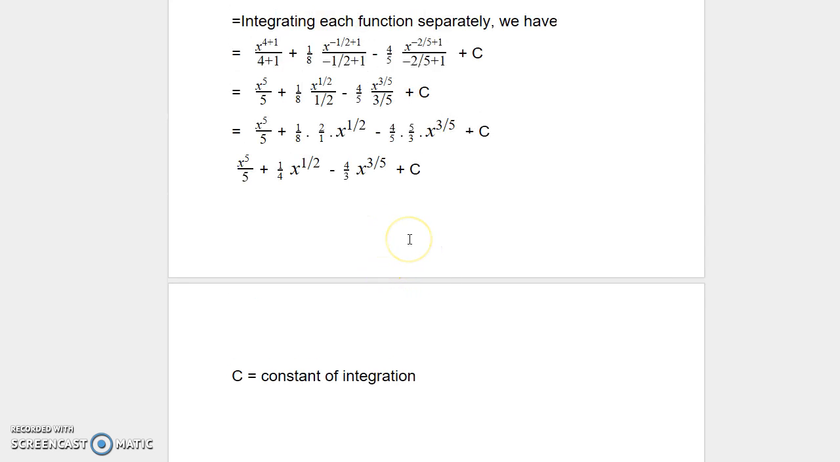So this is how we're going to use the power rule to solve simple example problems. In my next video presentation, we will be solving problems using the power rule, using the rules of exponents.